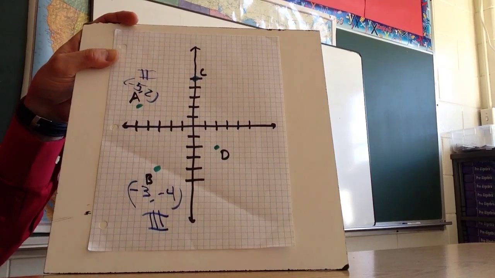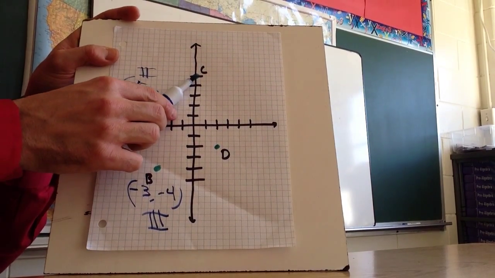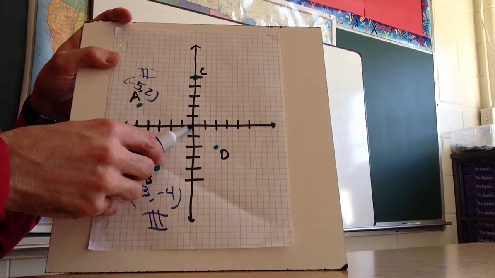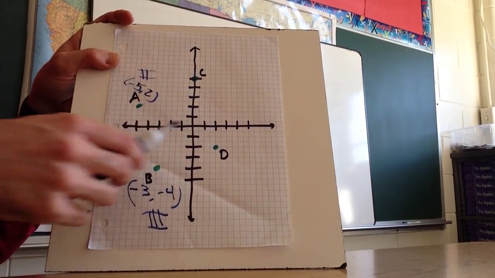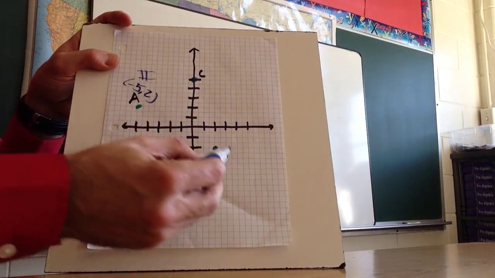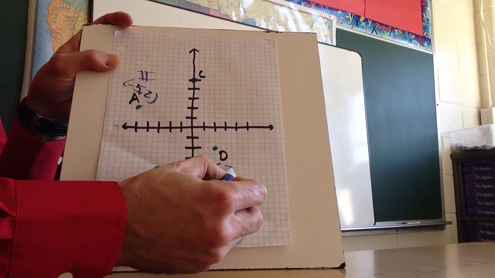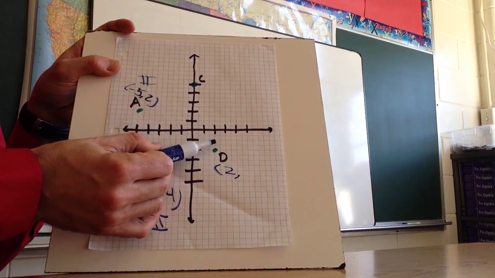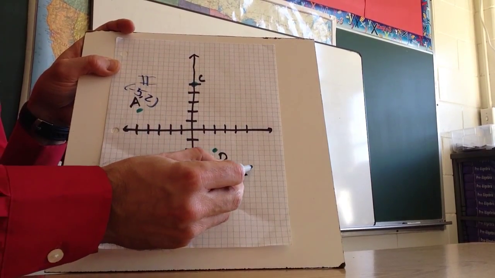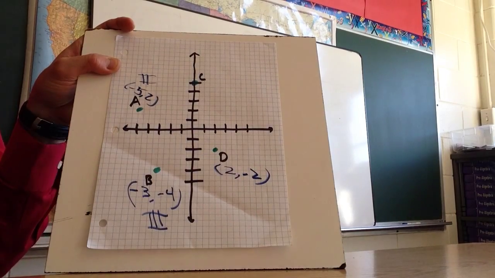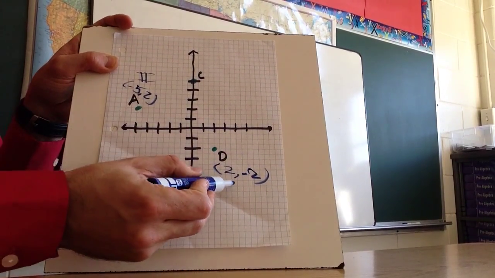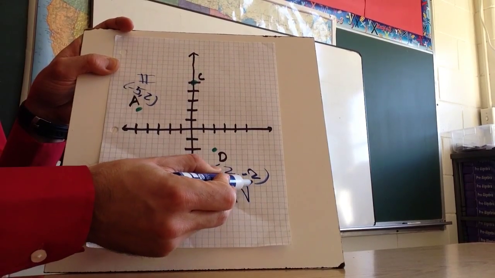I'm going to skip C for just a moment. We're going to come back and get C. I'm going to do D now. D is going positive, 1, 2. A lot of people find it easier if they just write the x value first. So I went 1, 2, and then I'm going down 1, 2. So this is negative 2 for y. So it's positive 2, negative 2. And this is in quadrant 4.